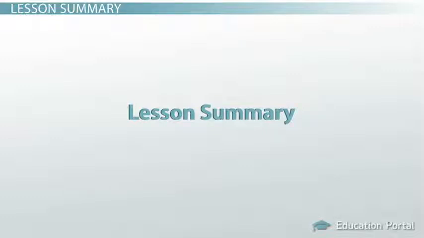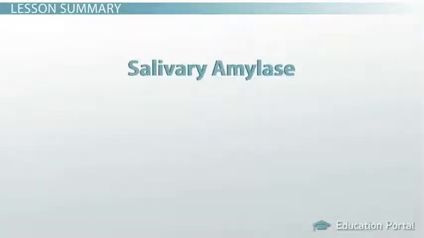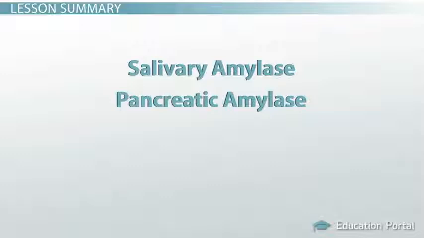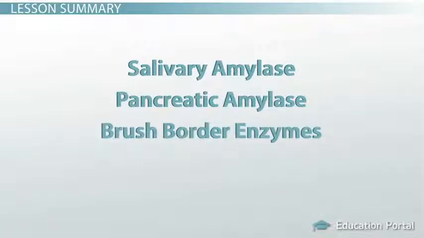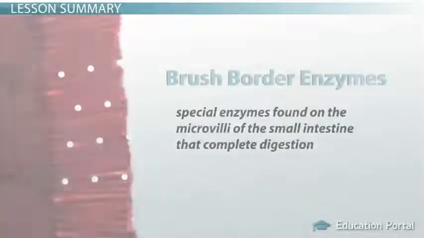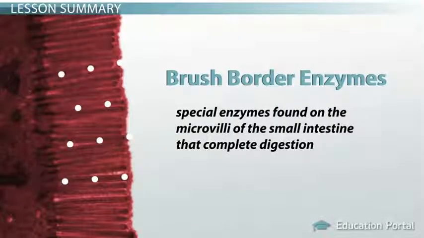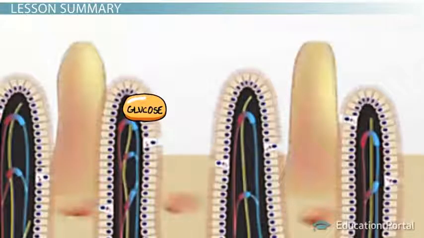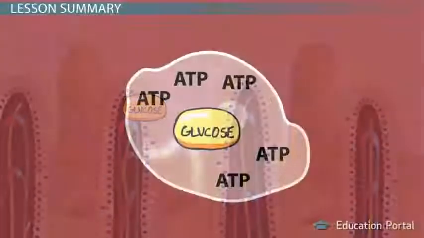Let's review. Enzymes such as salivary amylase, pancreatic amylase, and brush border enzymes catalyze or speed up hydrolysis of carbohydrates. The brush border enzymes are special enzymes found on the microvilli of the small intestine. The monosaccharides, such as glucose, pass into the microvilli of the epithelial cells within the small intestine. From there they enter the blood capillaries and, after a quick detour to the liver, travel to your body cells.